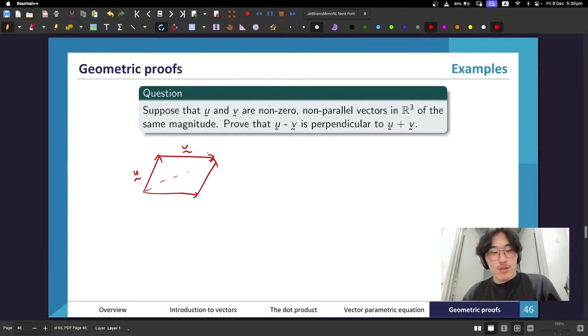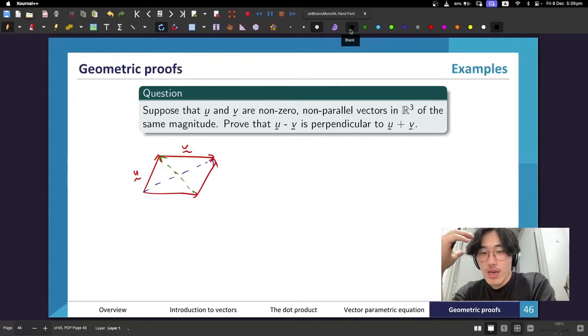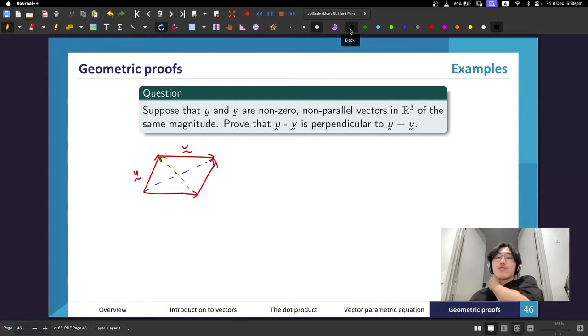u plus v is going to be, let's try a different color. u plus v is going to be this, and then u minus v will be this. Already what you will see is that what we've created is a parallelogram, and u minus v and u plus v are diagonals of a parallelogram. I'm sure some of you have proved this question before in extension 1, because this is a pretty classic question, but this is in 3 dimensions, so you got to be careful about that.